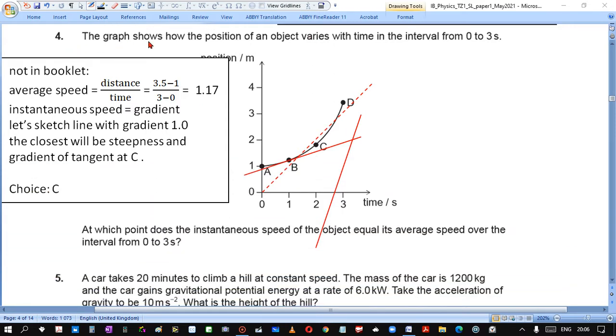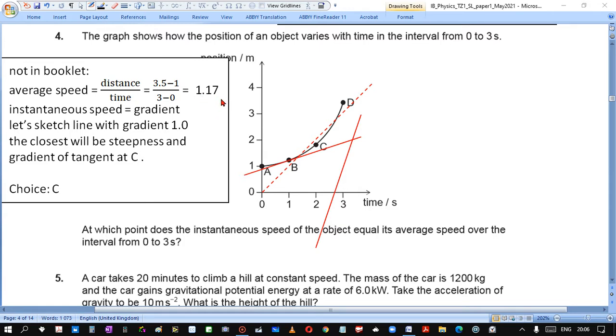Question 4. The graph shows how the position of an object varies with time in the interval from 0 to 3 seconds. At which point does the instantaneous speed of the object equal the average speed over the interval from 0 to 3 seconds? So average speed is distance divided by time. The distance is from 1 to approximately 3.5. We find the difference and divide by 3 seconds, so it is about 1/17.